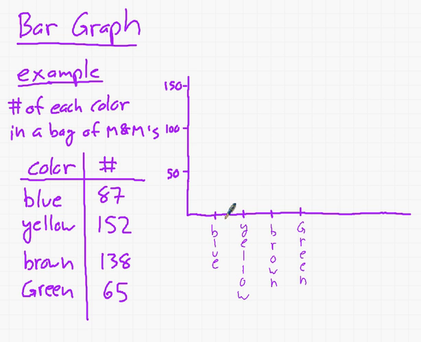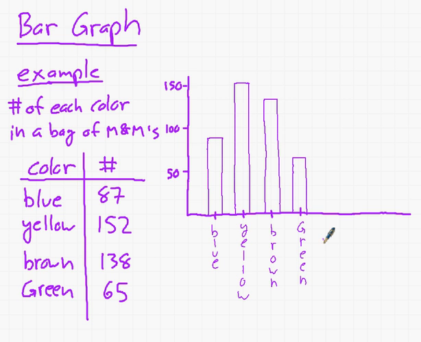In general, the bars are not connected to each other. There's a little space between them, which is an indication that one does not necessarily flow into the other, like a histogram. We'll talk about histograms in a little bit. So here is what the bar chart will look like. This is the bar graph showing the different heights, different amounts for each color.